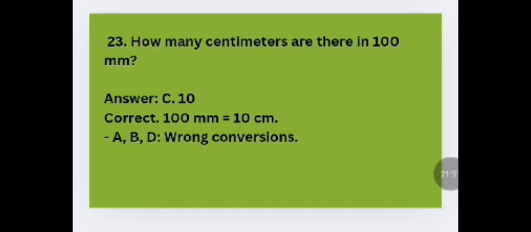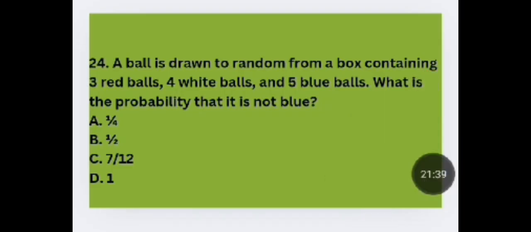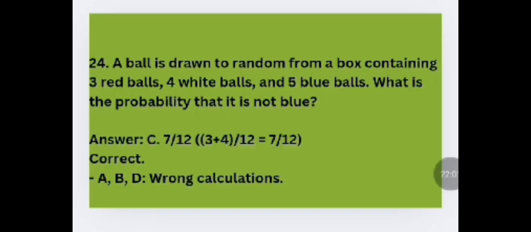For item number 24, a ball is drawn at random from a box containing 3 red balls, 4 white balls, and 5 blue balls. What is the probability that it is not blue? A. 1/4, B. 1/2, C. 7/12, or D. 1. So, simply, you just add 3 plus 4, which are the red balls and white balls, which are not blue balls, divided by 12, which is the total of all balls. So it is equal to 7/12. So your answer must be 7/12.